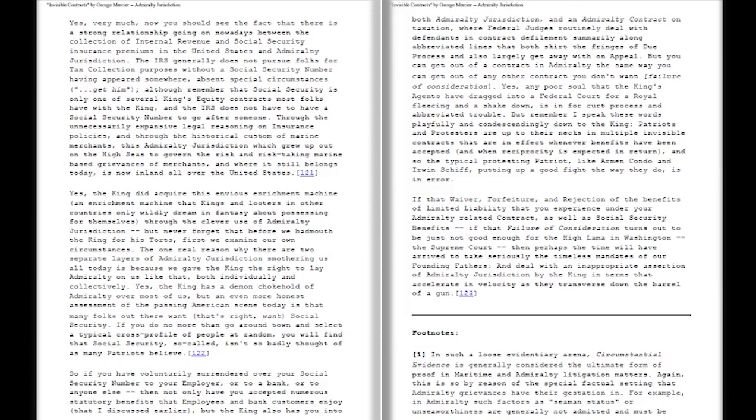Yes, the King has a demon choke hold of admiralty over most of us, but an even more honest assessment of the passing American scene today is that many folks out there want, that's right, want, social security. If you do no more than go around town and select a typical cross-profile of people at random, you will find that social security, so-called, isn't so badly thought of as many patriots believe.